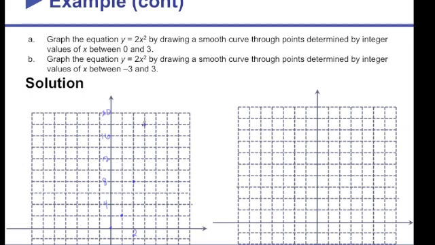We want to draw smooth curves through those points. So hopefully I can get fairly smooth here. So the graph would look like that with values between 0 and 3.